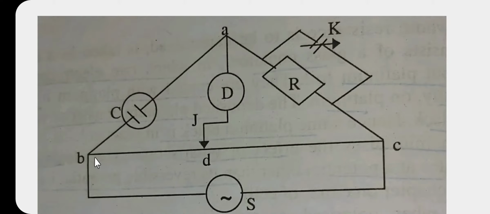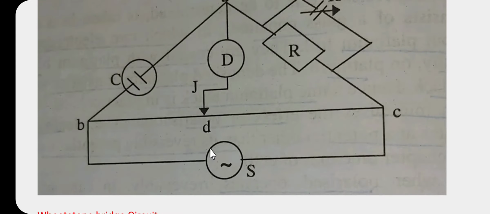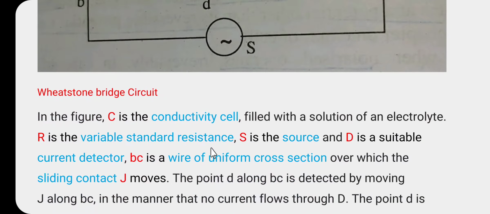So once again, BC is the wire having a uniform cross sectional area, R is the variable resistance, K is the capacitor, and C is the conductivity cell, the solution whose conductance we have to measure is taken in the conductivity cell, S is the source, D is the detector, and J is the jockey key. With the help of the jockey key, we have to find the balance point on the wire BC. So this is the Wheatstone bridge circuit for the measurement of the conductance or the resistance of the solution.